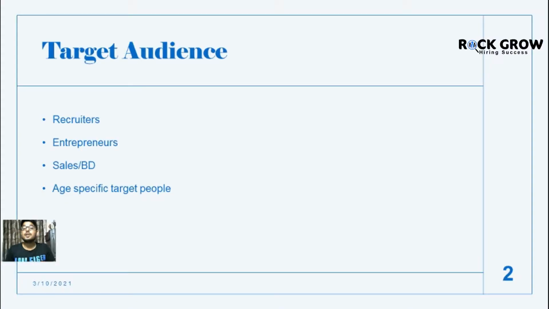Well, maybe recruiters who are looking to hire young talents in a specific age group. Entrepreneurs who have a product or service for a specific age group, maybe for the 20 to 40 age group they have one product, and for 40 to 60 they have a different product. So how to categorize the target audience based on age, that we're going to learn. Sales or BD people who want to do age-specific outreach, or any person who would like to target their audience with respect to their age.